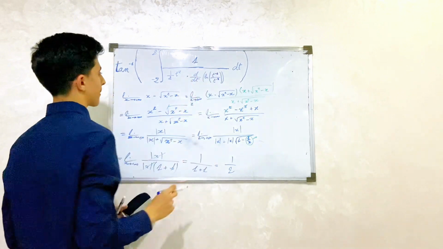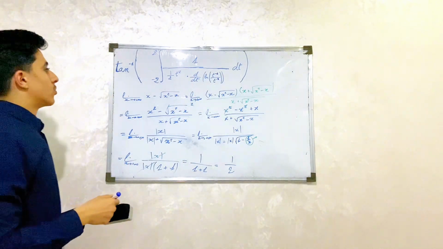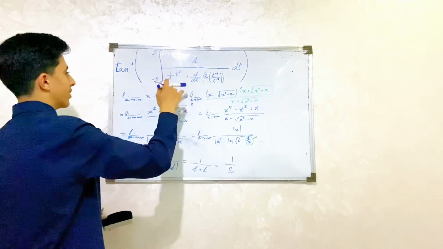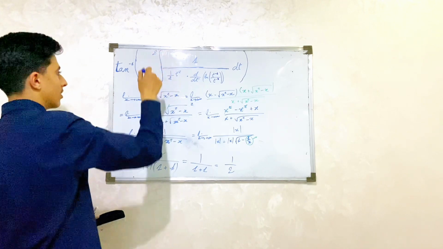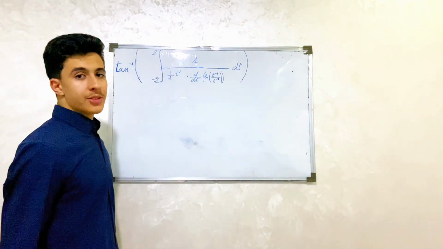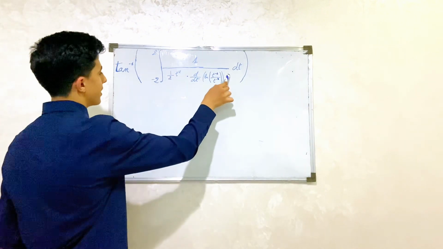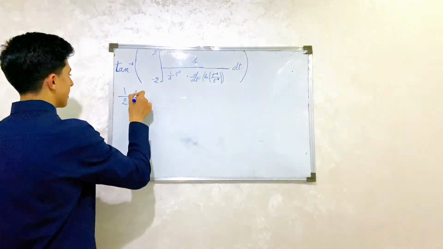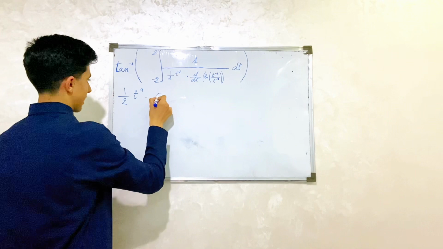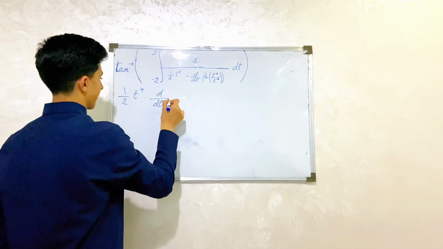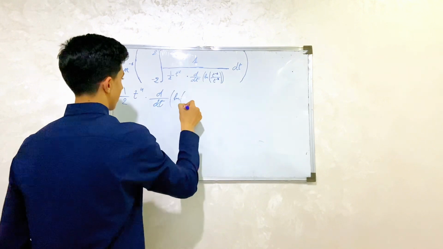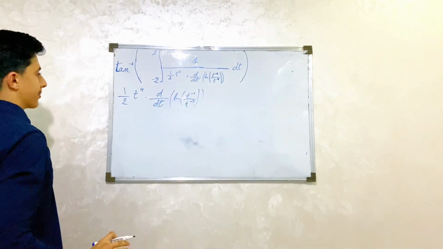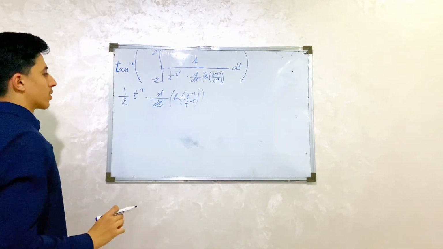Okay, now to finish, we are going to evaluate this part right here, the numerator of the fraction of the integral. So now we are going to compute this part right here. First, let's rewrite it. It's 1 over 2 t to the 4th power times the derivative of natural log of t to the negative 1 over t to the negative 3. Right here.